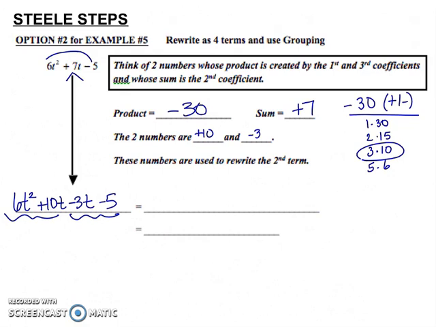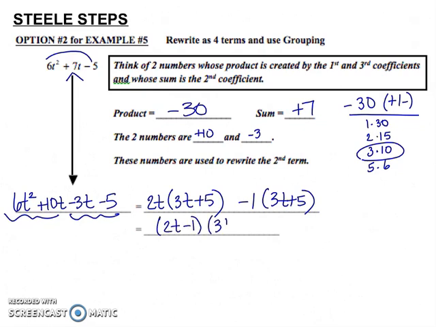So we look for what can we take out of the first pair? What do they have in common? Well, we can take a 2t out, and then we're going to have 3t plus 5 left. So this has to be a 3t plus 5 if this is going to work, which means negative 1 has to go outside the parentheses, right? So my final answer here is going to be 2t minus 1 times 3t plus 5.